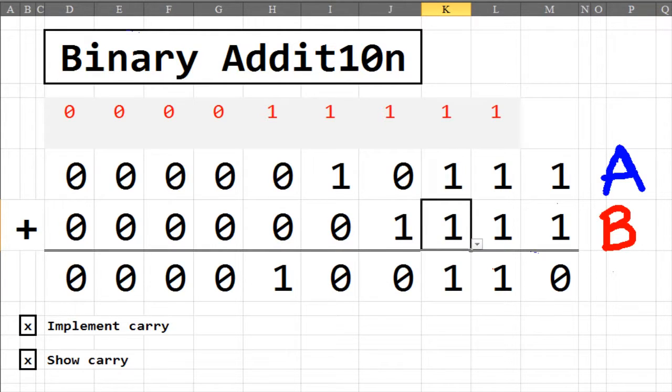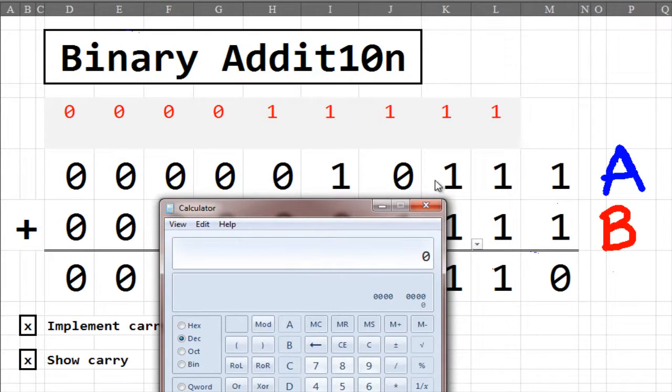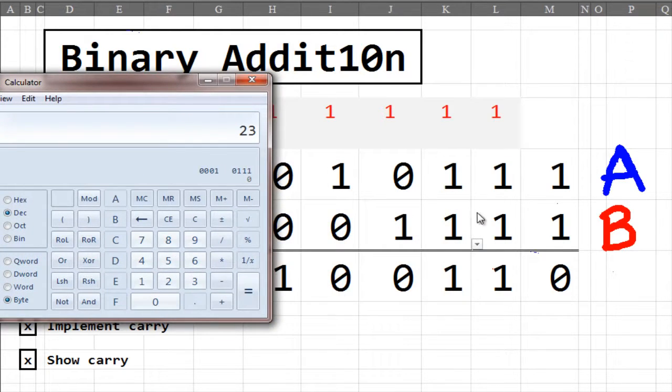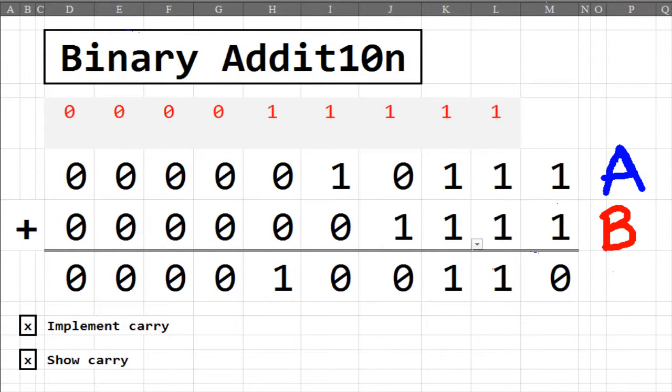So let me select. And the number we're going to select, 10111, is equal to 23. 23 plus 1111, 11111 is 15. So 23 plus 15, we should have an answer of 38. Let's break this down. Now we're going to go to the first column m. 1 and 1 is 2. We get 2. 0 here.